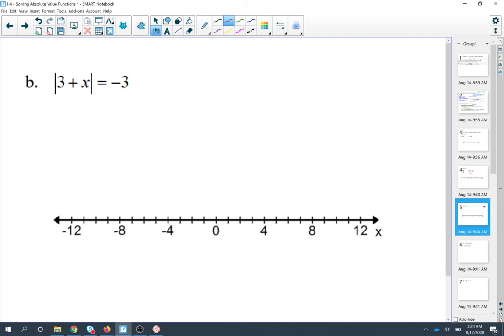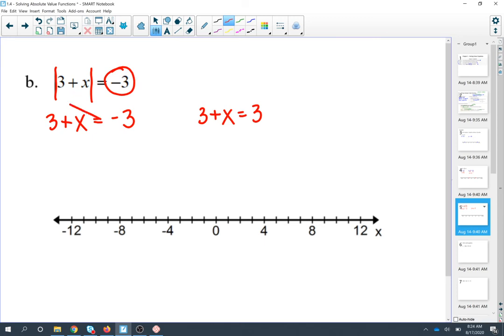Letter B, the absolute value of 3 plus x equals negative 3. Now, I know most of you at this point in time would be very inclined to write 3 plus x equals negative 3, drop the absolute value, and 3 plus x equals positive 3. This would get us into a lot of trouble. Does anybody know why this is going to get us into a lot of trouble? And it's right here. And we tend to miss it because we're going fast and we're not thinking. How do you take the absolute value of something and get a negative number? You can't. It's not going to work.